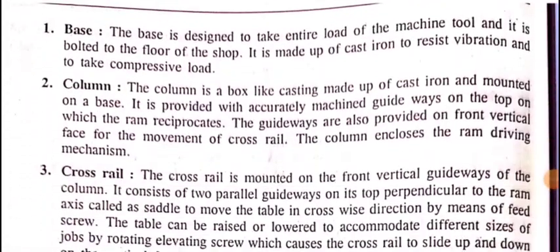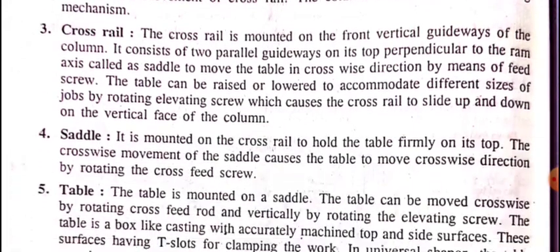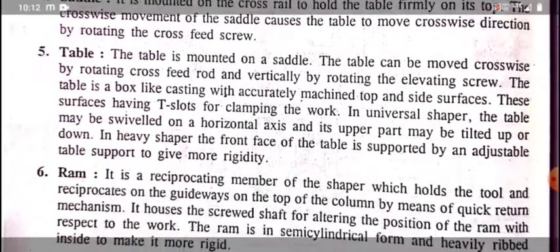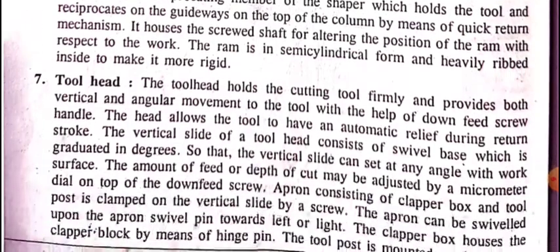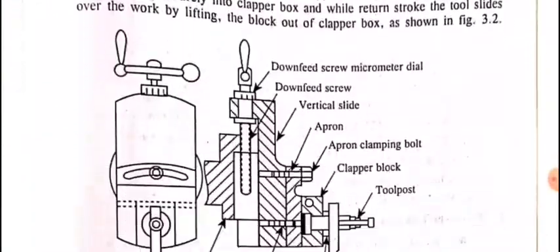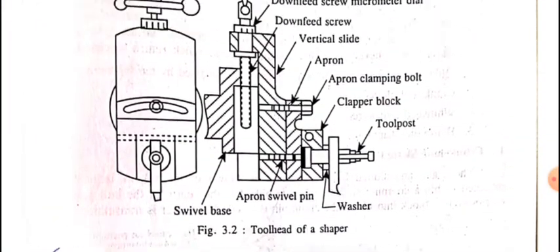Now here these are the different parts: base and column, cross rail. The column is made of cast iron, and the cross rail, saddle, and table are on this, on which the machine vise is kept. The workpiece is held on the machine vise. The ram holds the tool for the reciprocating movement, it moves like that. And this is the tool head of the shaper.